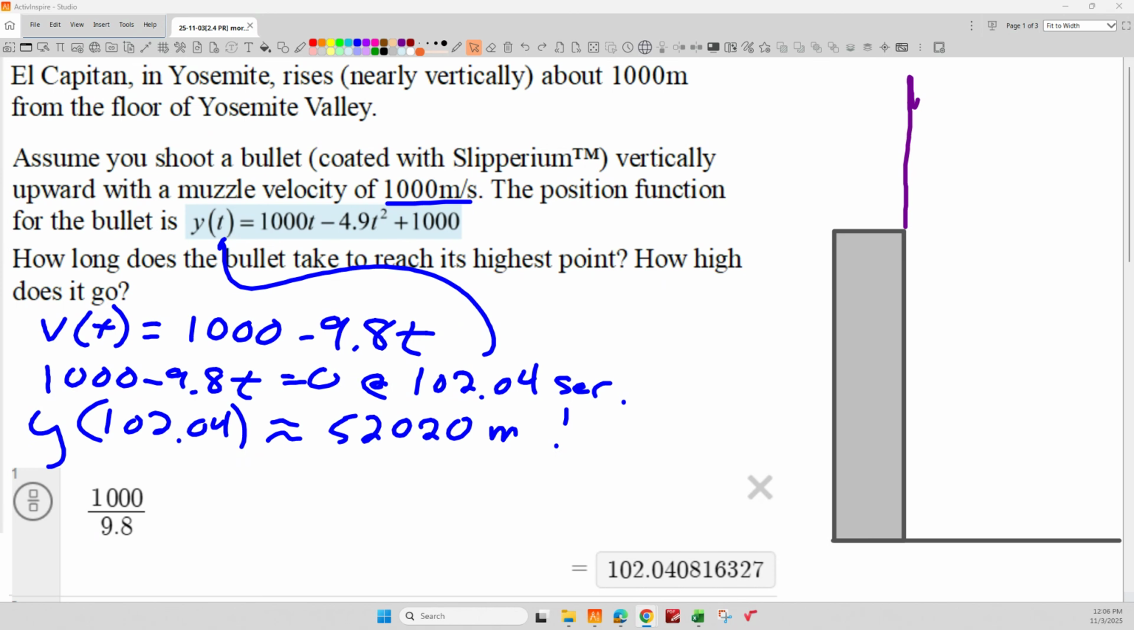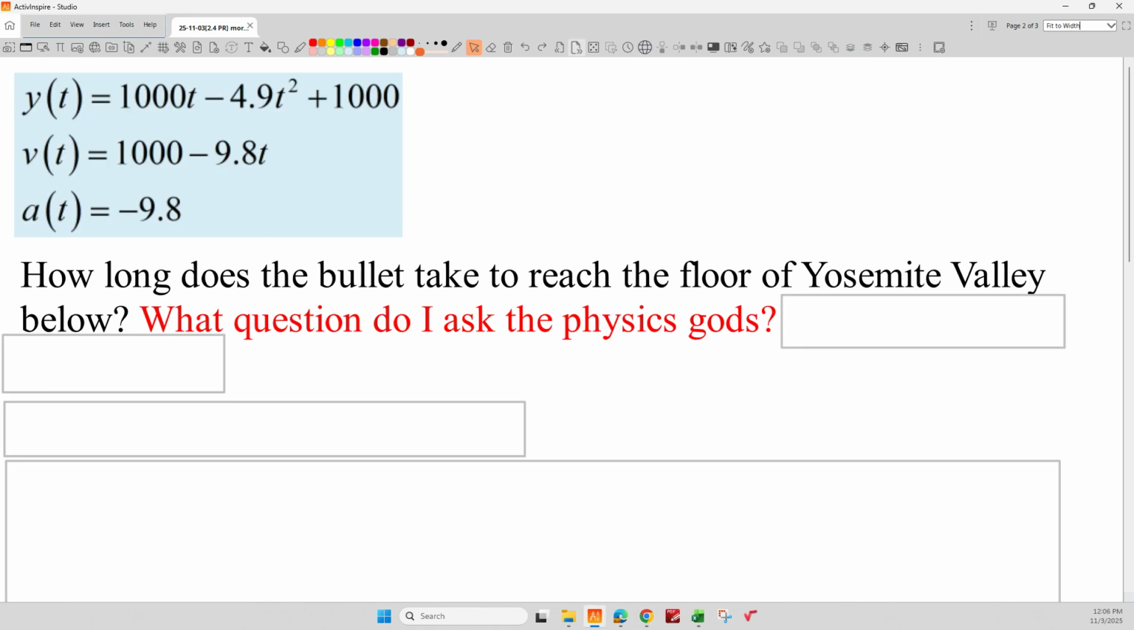Okay. All right, so again, assuming, we'll look into the future a few weeks when this is on the market and there is no air resistance, the next question is, how long does the bullet take to reach the floor of Yosemite Valley? Okay, and let's assume here that, well, here are the derivatives that we've taken. The derivative of velocity would give us acceleration, and it tells us the acceleration is a constant negative 9.8.